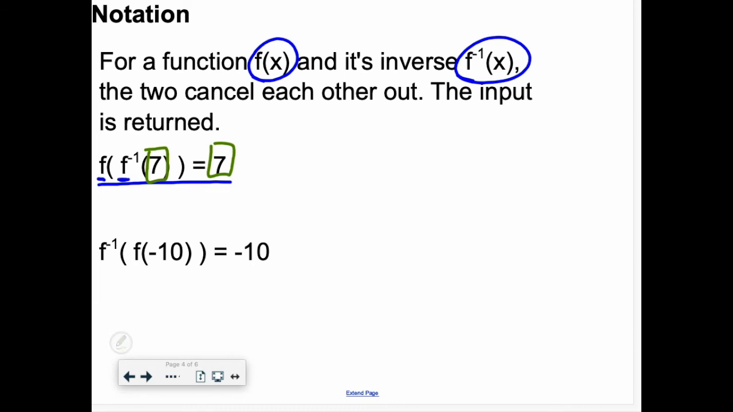Same deal down here. F inverse and f are both applying to each other. It doesn't matter which order they apply, they're inverses. So whatever we plug in here, it's a negative 10, gets spit back out, it's a negative 10. Any number could be here, and it would get spit out here.